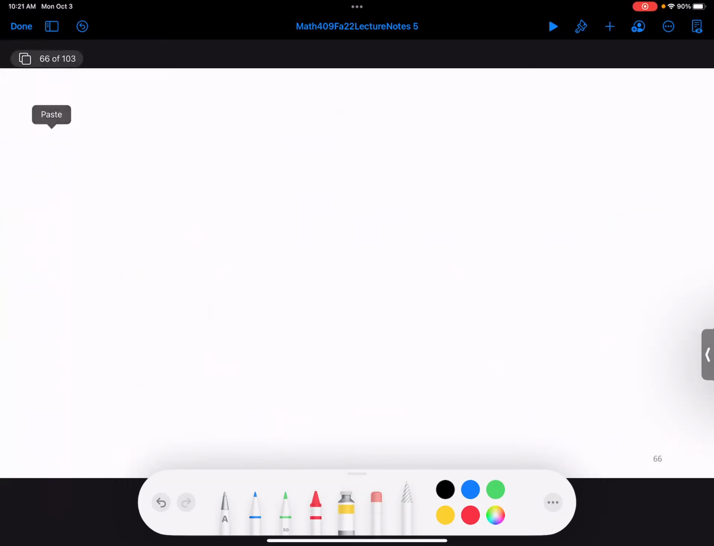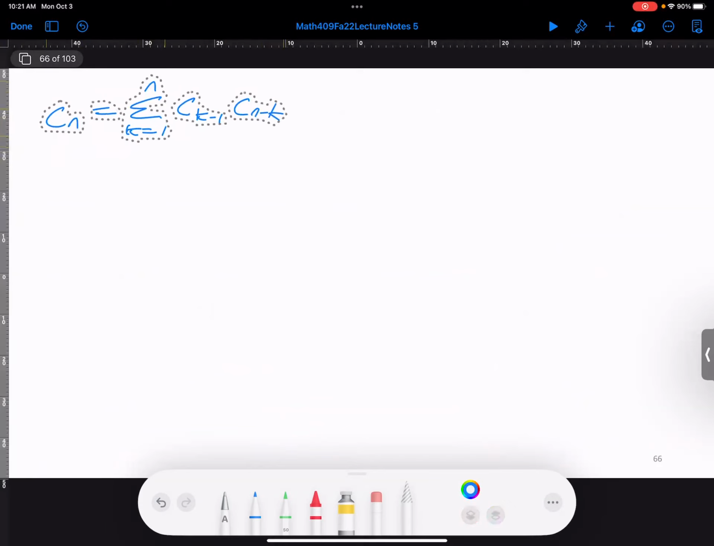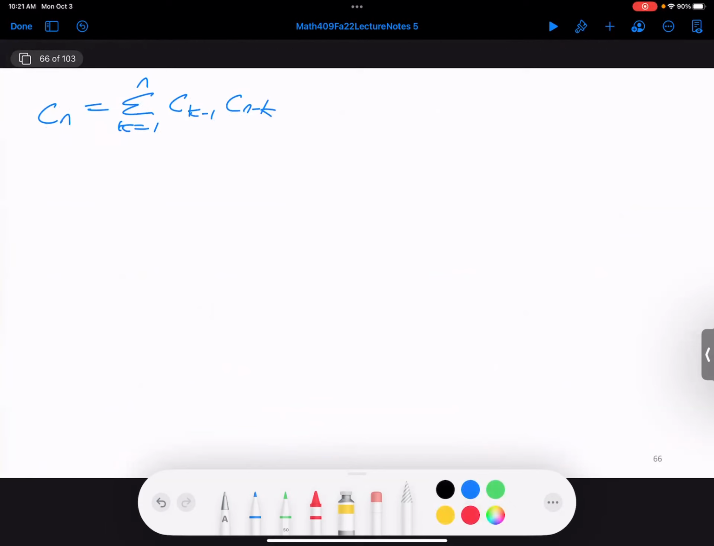All right, so I should be able to paste. Good. So here's my formula. Do we know any initial values? Do we know, for instance, what C1 is or C0? How many paths are there from (0,0) to (0,0)? One. There's one way, right? There's one way to do nothing.